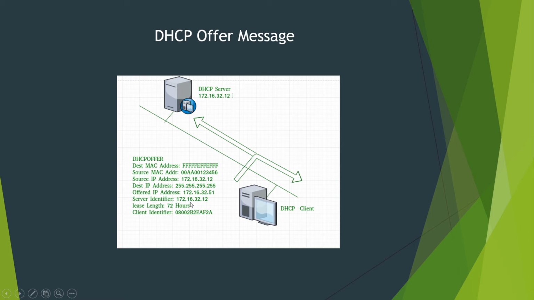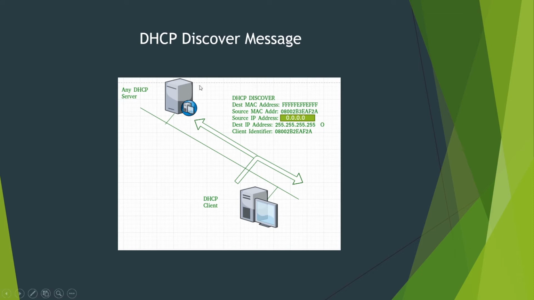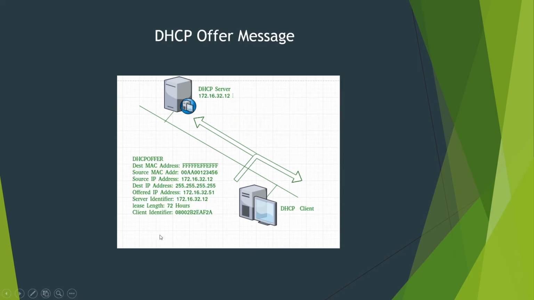and the release length is 72 hours. And as you can see before, this source MAC address is used as a client identifier. So this message will be broadcast to everyone, and our client's identifier matches this MAC address, so this offer message is seen by our client, and it notes the offered IP address as 32.51. Alright, now we have got an IP address.